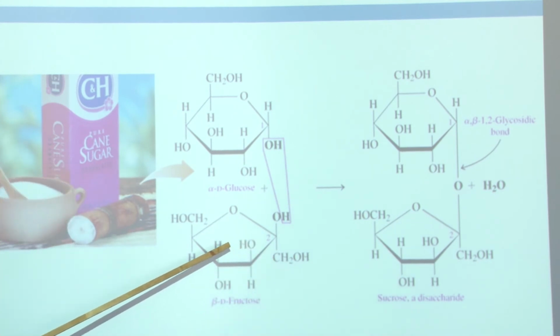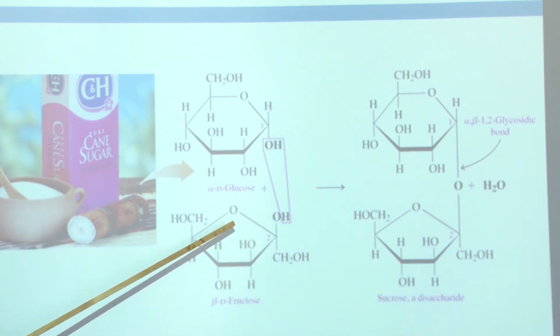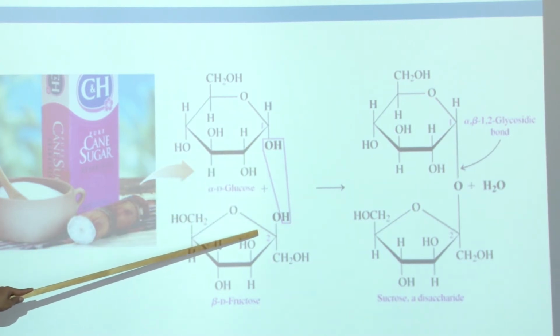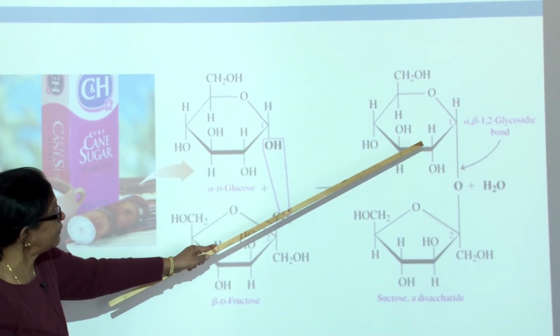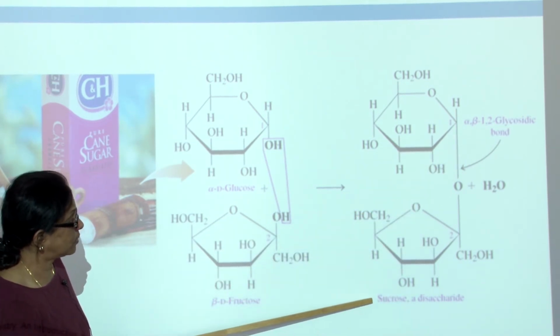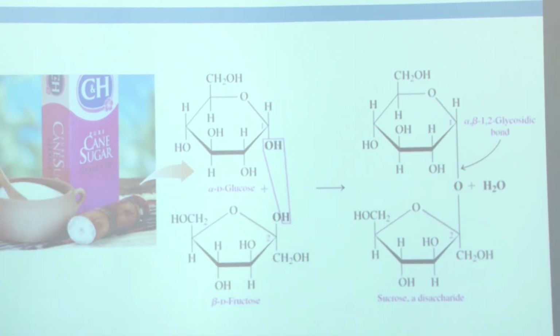So here the connection is specific. You can see the alpha isomer and beta isomer connected. So alpha beta 1,2 glycosidic bond, and that is sucrose, by elimination of a water molecule.